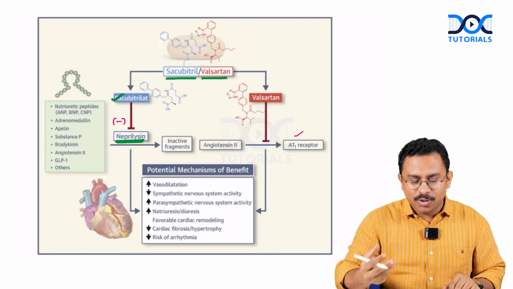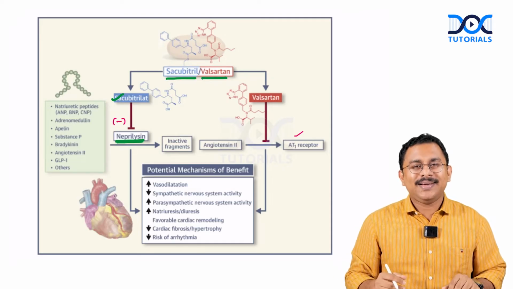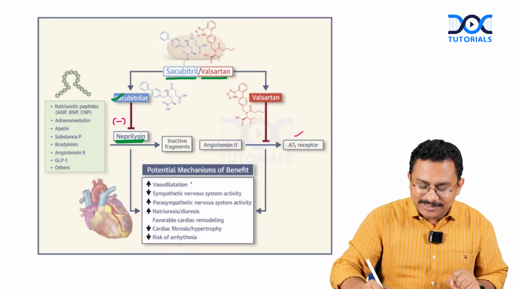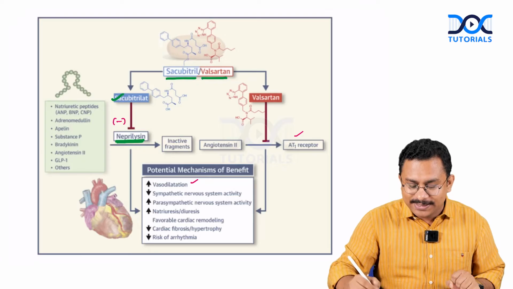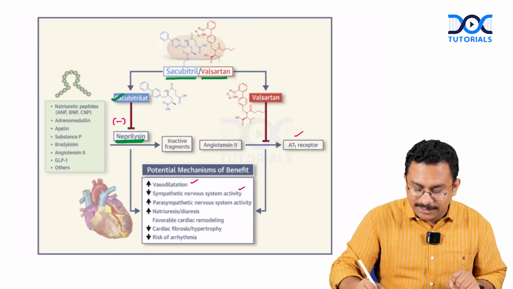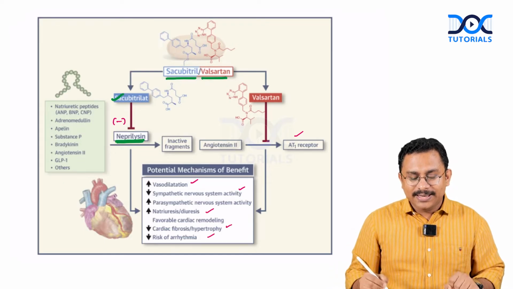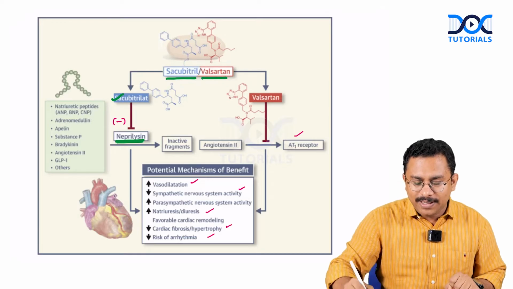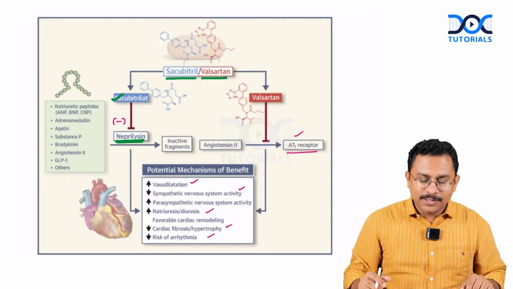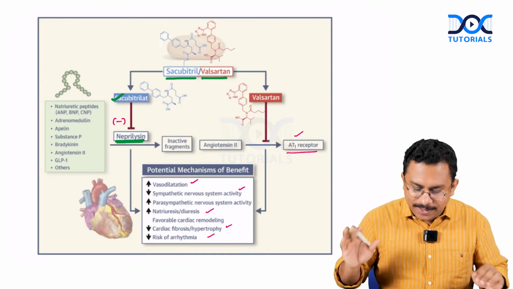But when you give sacubitril, this neprilysin is inhibited, resulting in the accumulation of these vasoactive peptides. That results in vasodilatation, decreased sympathetic activity and increased parasympathetic activity, natriuresis, decreased cardiac fibrosis, and a decreased risk of arrhythmia. And similarly, as I told you, valsartan will block the angiotensin receptors as well. So that is the utility of this combination, sacubitril-valsartan.